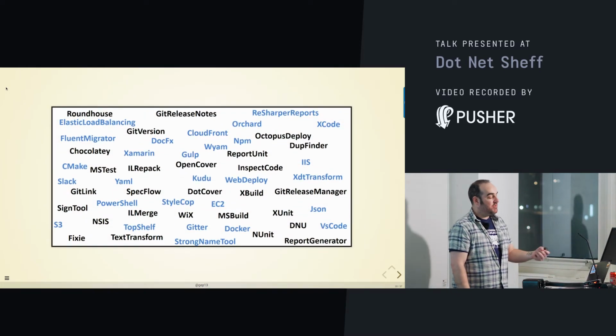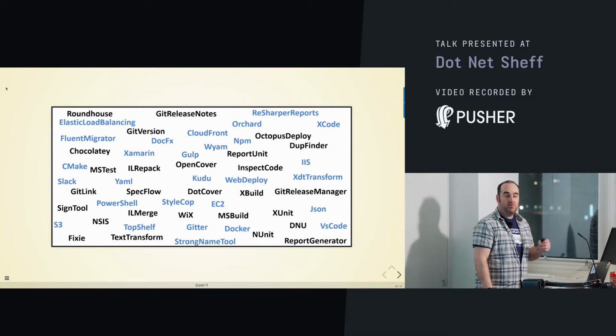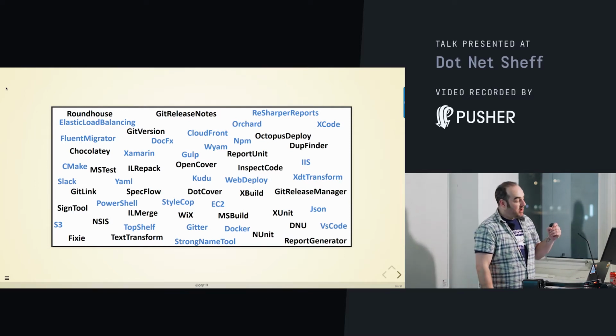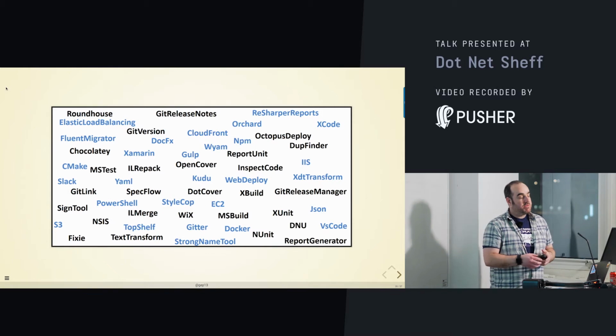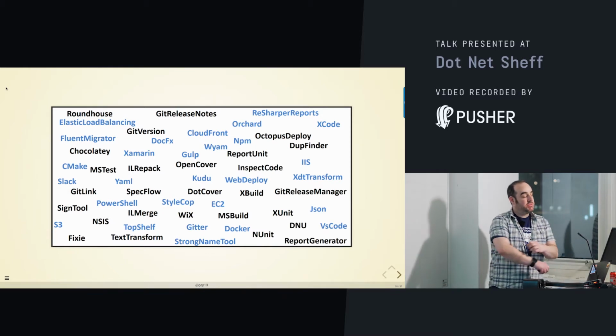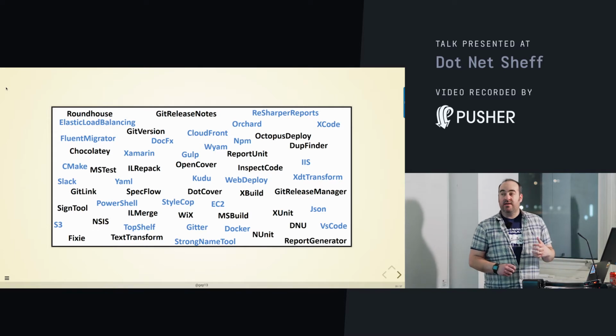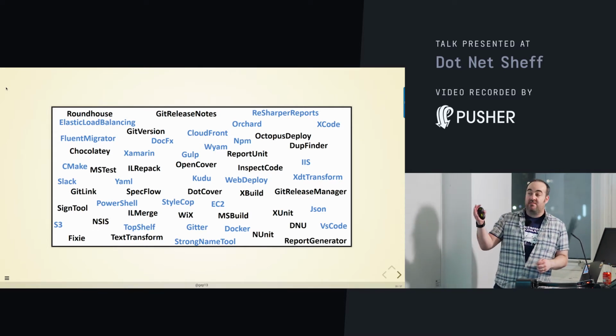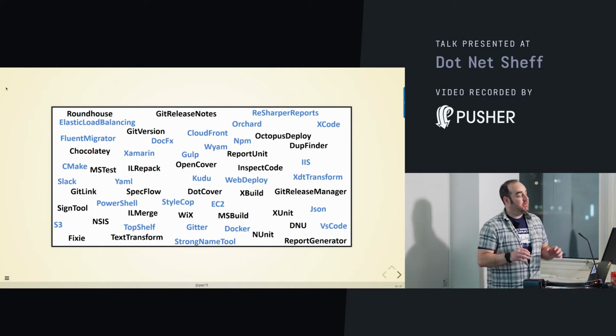So I like to show this. It's slightly out of date now, but the ones that are in black are all the tools that come out of the box within Cake. So as soon as you get that Cake executable, straight away, you're going to be able to run things like git link, you're going to be able to run git version, MS build, XUnit, NUnit.